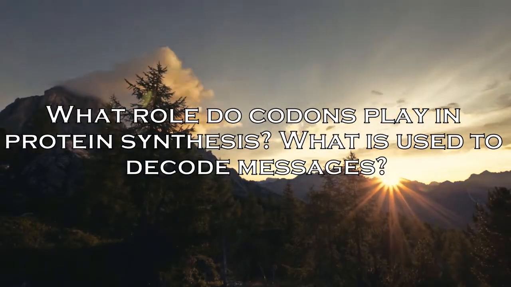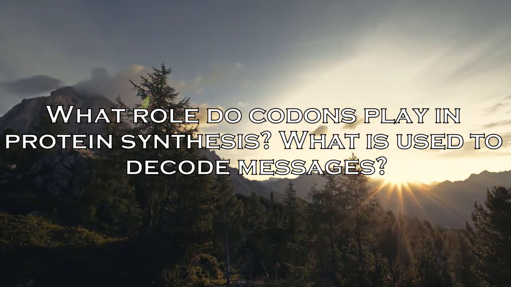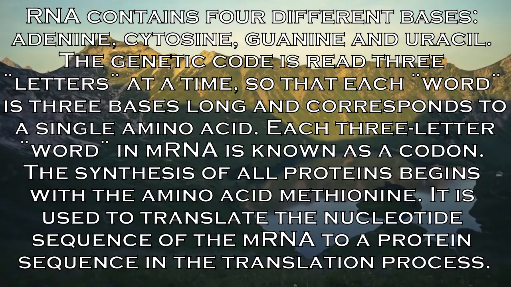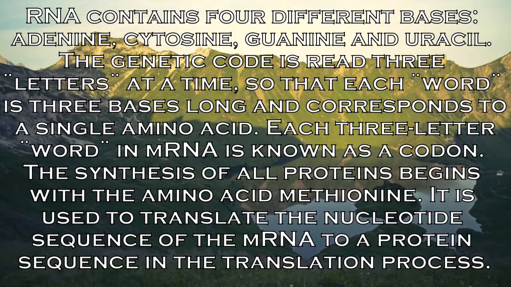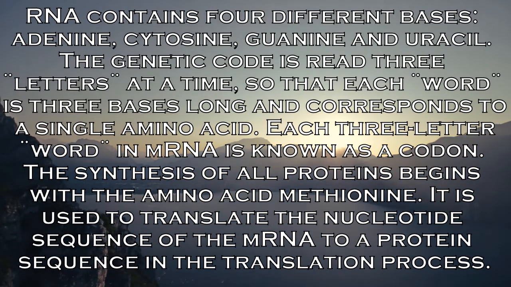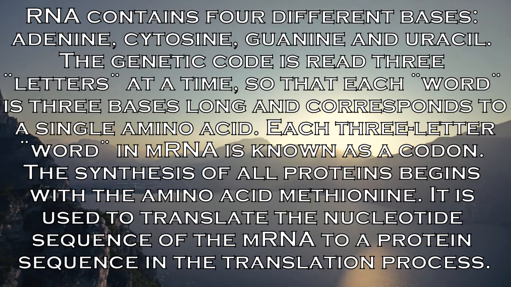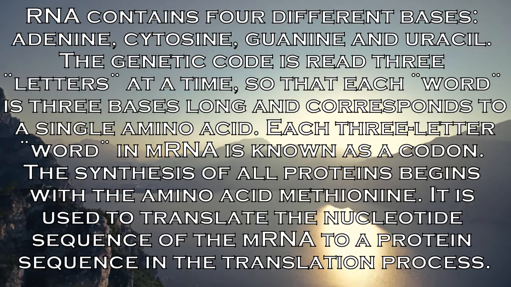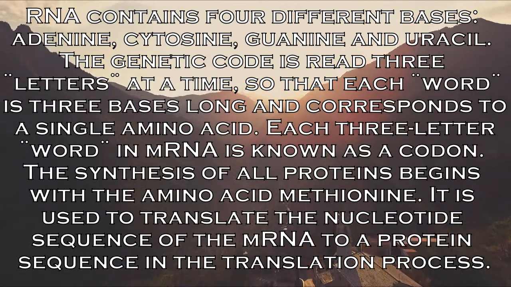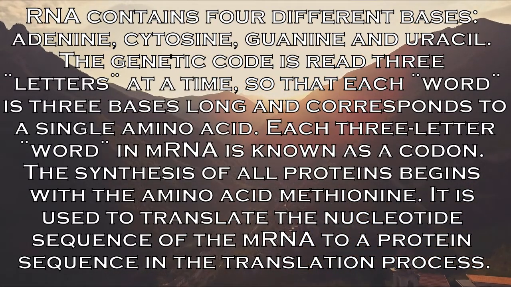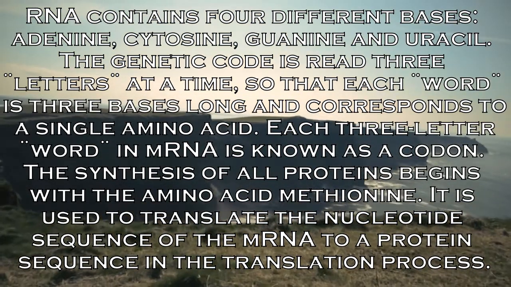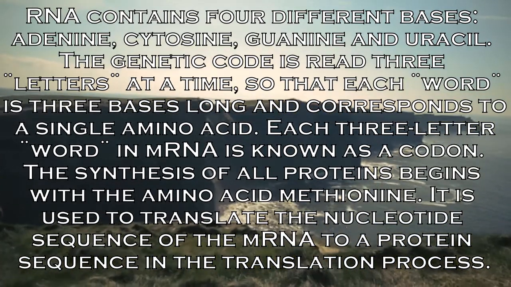What role do codons play in protein synthesis? What is used in coded messages? RNA contains 4 different bases: adenine, cytosine, guanine, and uracil. The genetic code is read 3 letters at a time, so that each word is 3 bases long and corresponds to a single amino acid. Each 3-letter word in mRNA is known as a codon. The synthesis of all proteins begins with the amino acid methionine. It is used to translate the nucleotide sequence of the mRNA to a protein sequence in the translation process.